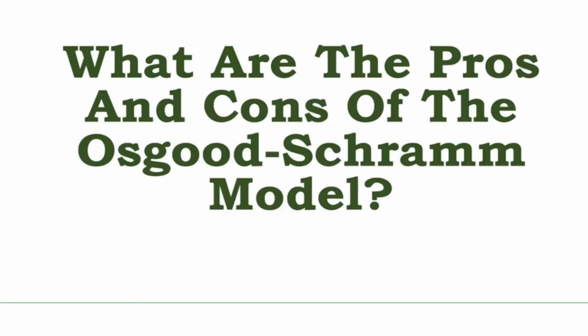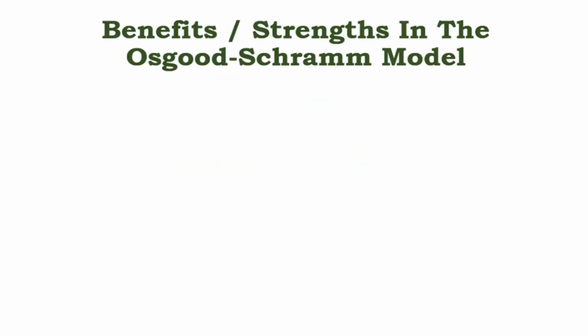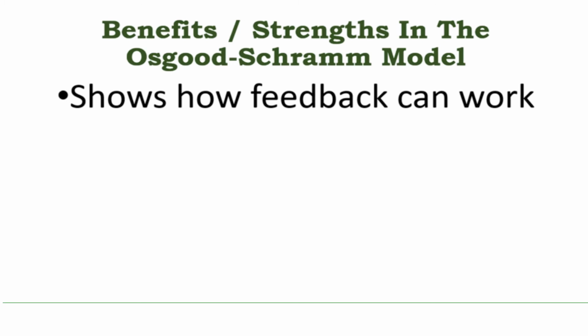Now, what are the pros and cons of the Osgood-Schramm's model? Here are the benefits or strengths in the Osgood-Schramm's model. Number 1, shows how feedback can work. This model works well for explaining cyclical feedback. Other models see communication as being a one-way street which fail to account for feedback and dialogue. In this model, the speaker can get feedback about their language, jokes, choice of words, and many more. So they can try to communicate more and more clearly as the cycle continues.